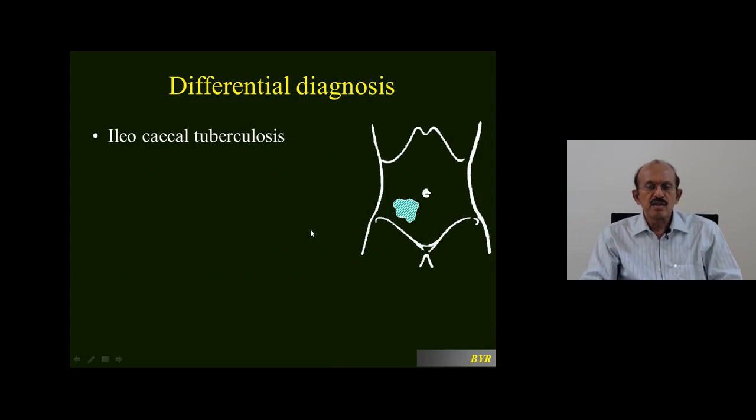Differential diagnosis: it has to be differentiated from all other masses in the right iliac fossa. So we have seen ileocecal tuberculosis as one of the causes for a right iliac fossa lump. Can you tell me the other causes of mass in the right iliac fossa, which we have already discussed? In the chapter on intestines, we have learnt about some masses.